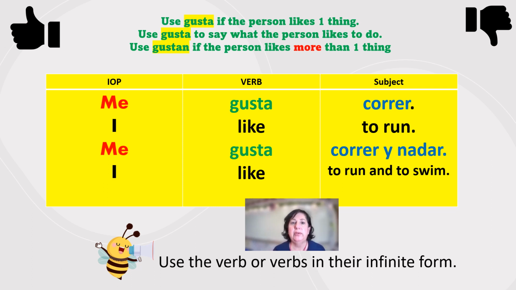Here's an example of using gustar when you like an activity or multiple activities, doing that activity. So you're going to have action words in the infinitive form. That means that the verb has not been conjugated. So in this case, we have me gusta correr. I like to run. The second one, me gusta correr y nadar. I like to run and swim. So you can see the verb has not been conjugated, it's in the original form.